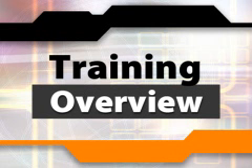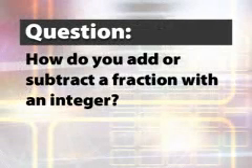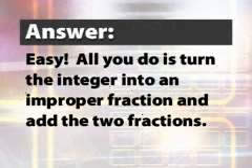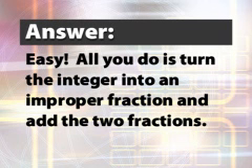So let's begin. This video will only cover the addition and subtraction of a fraction with an integer, like 2 minus 3/8. So, what do you do when you have one fraction and one integer? How do you add or subtract them? Take this problem for example, 2 minus 3/8. How do we subtract them? Easy. All you do is turn the integer into an improper fraction, and then you can add the two fractions.